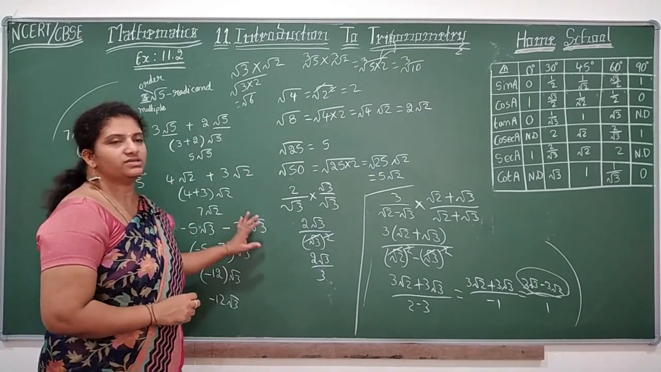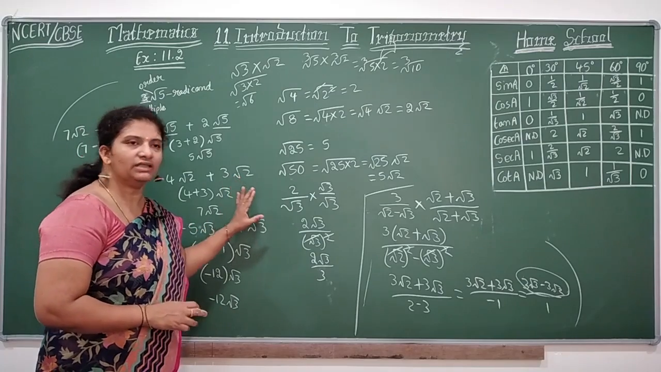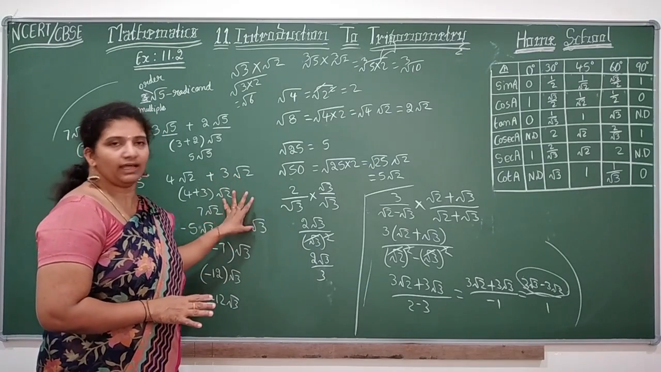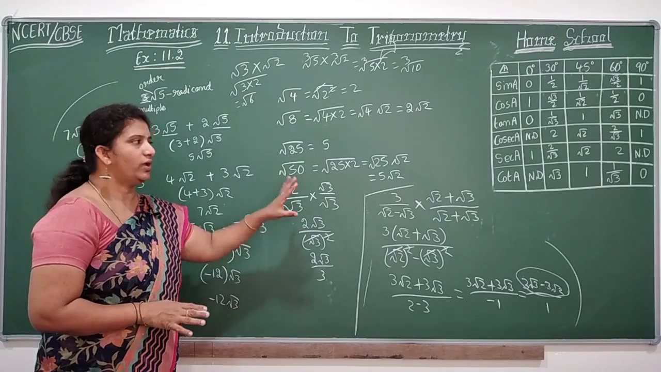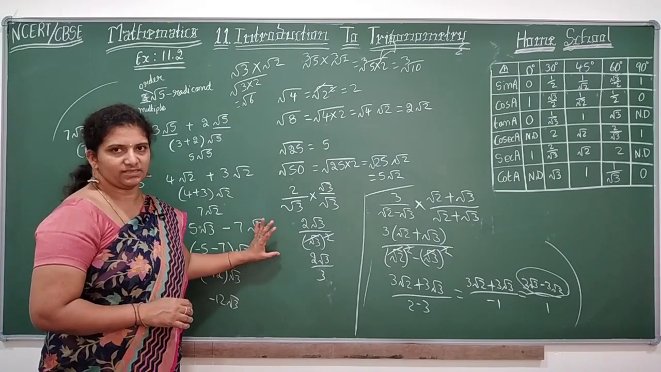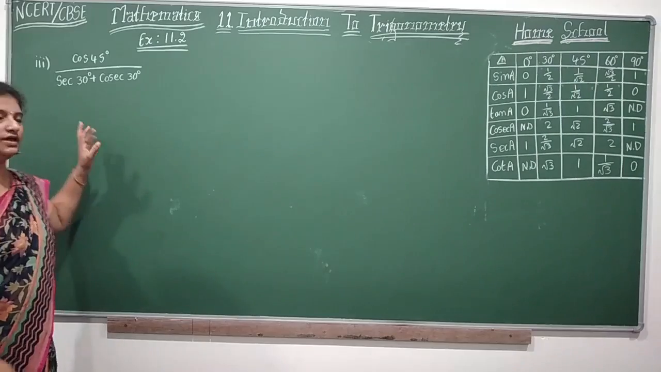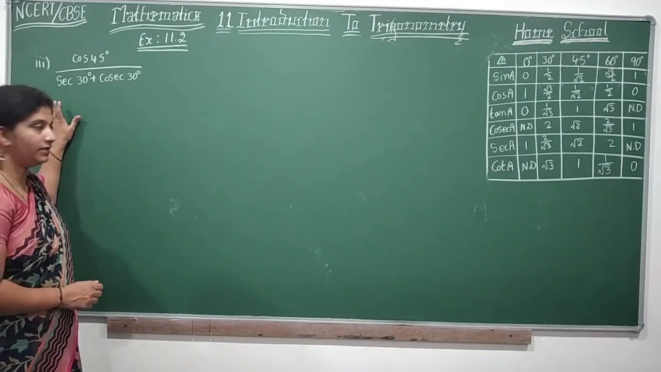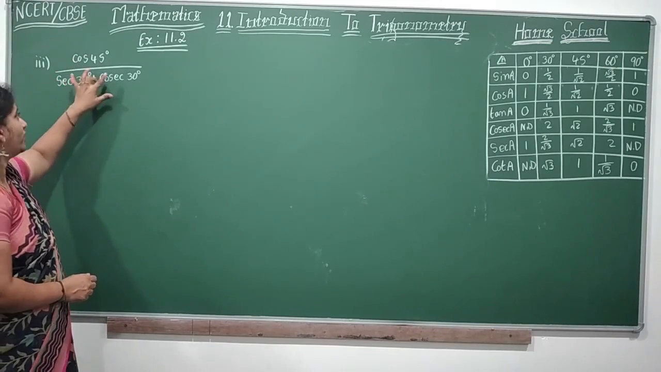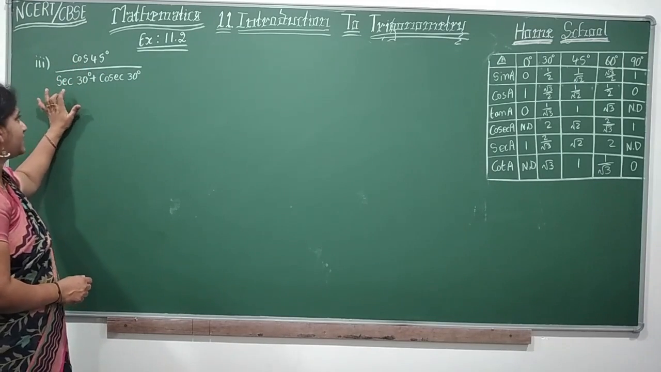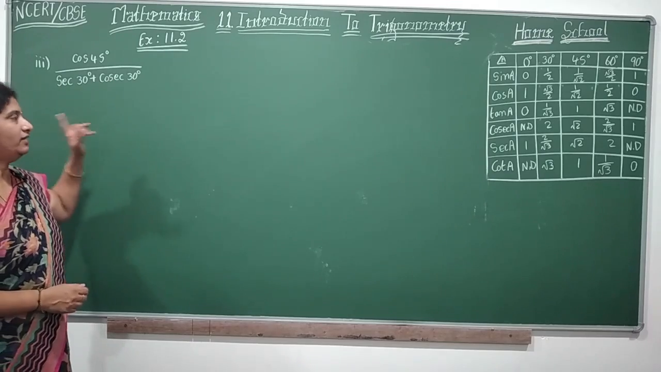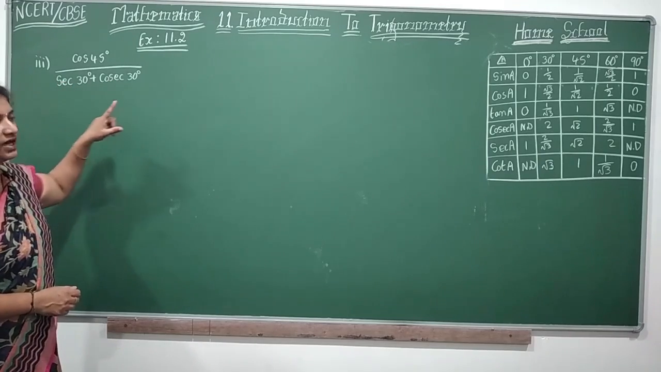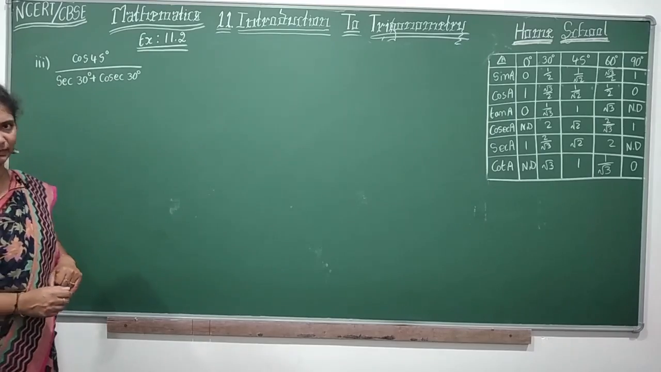Okay. This is the way we need to learn the basics. Until and unless you know the basic concepts, you cannot continue your exercise. Okay. Yes, we can see the third problem here. Cos 45 degree by secant 30 degree plus cosecant 30 degree. Right? Before starting this, we have to remember the ratio table.